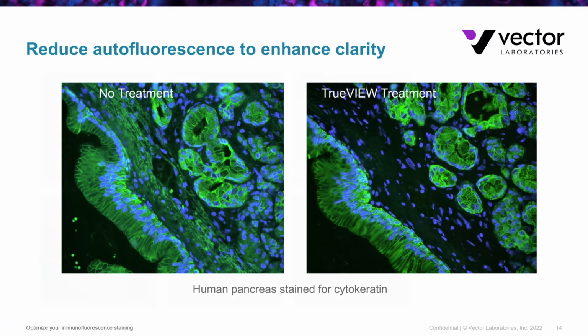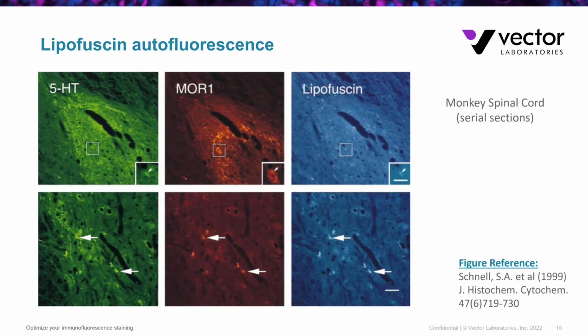And lipofuscin does present as a different appearance to that from what we've just gone through. And I'm referring back to this reference image that I showed earlier on, whereby the lipofuscin is in each of these given channels, the green, the red, and this blue channel here, and it looks like specific staining for these given target antigens. So this is where lipofuscin would be reported as a false positive, possibly.